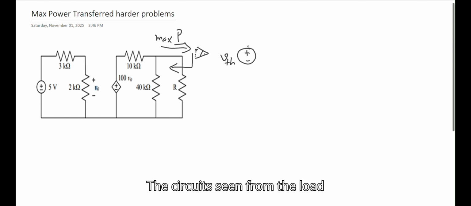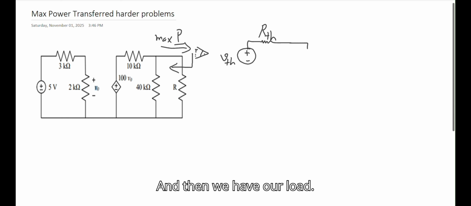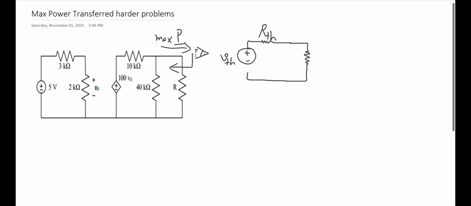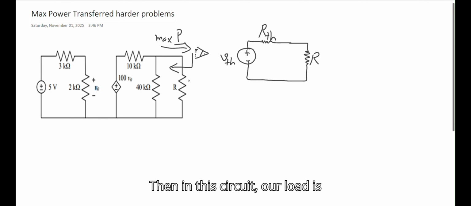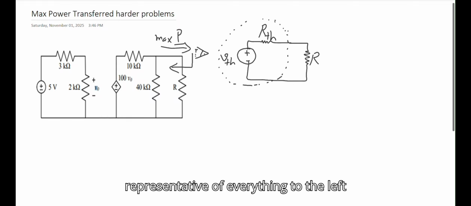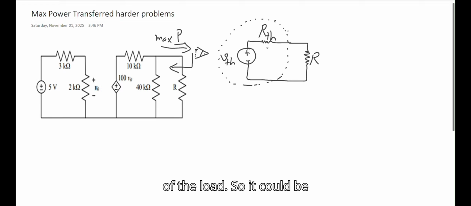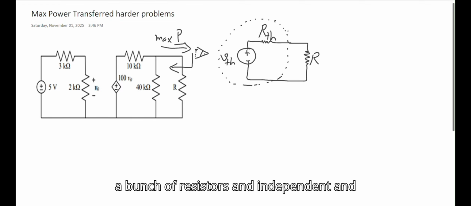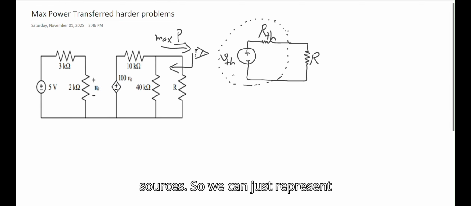the circuit seen from the load can be simplified into a Thevenin voltage and a Thevenin resistor, and then we have our load. In this circuit, our load is this R at the top right of the circuit. So this part is the representative of everything to the left of the load. So it could be a bunch of resistors and independent and dependent voltage sources and current sources. So we can just represent it as a Thevenin voltage and a Thevenin resistor.